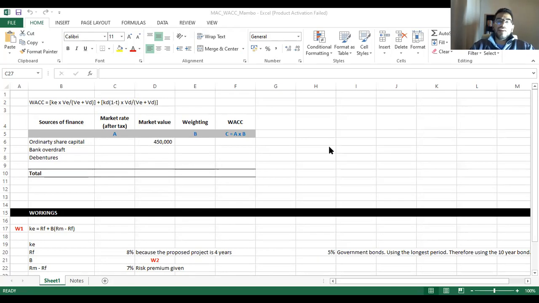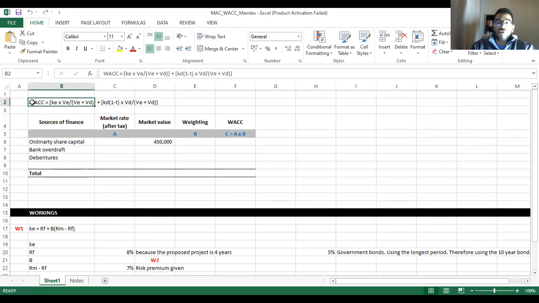Part A said, dear student, please calculate the weighted average cost of capital. When a question asks you to calculate the weighted average cost of capital, the first thing you want to get down is the formula. You can see whether your solutions have the formula or not. There's not always a mark for the formula, but it helps you to cement your mind. So you write down the formula.